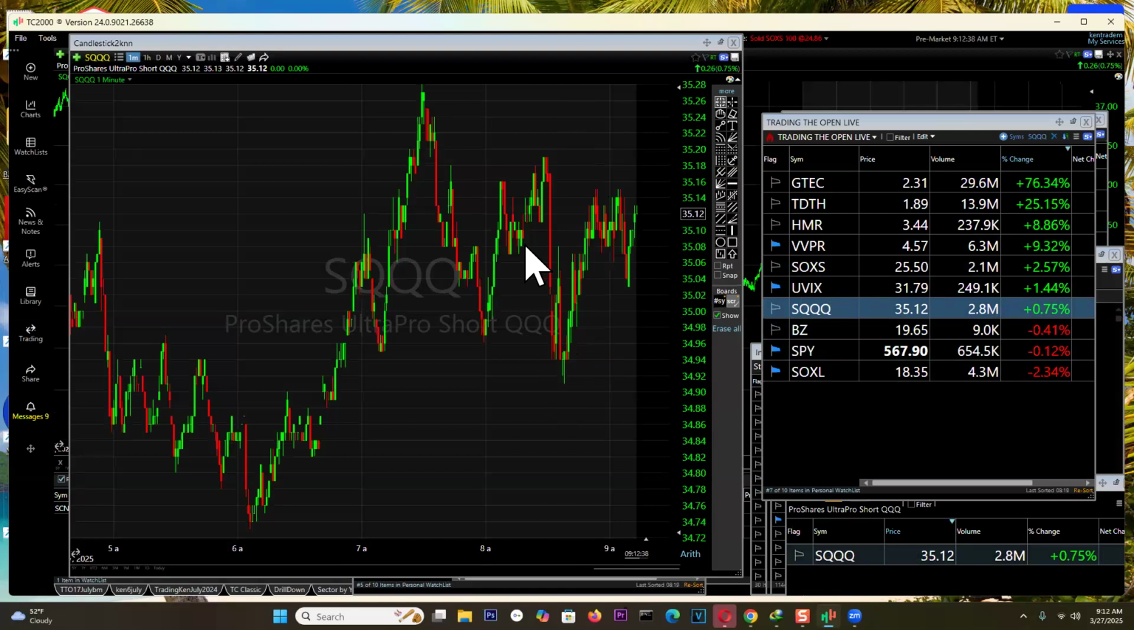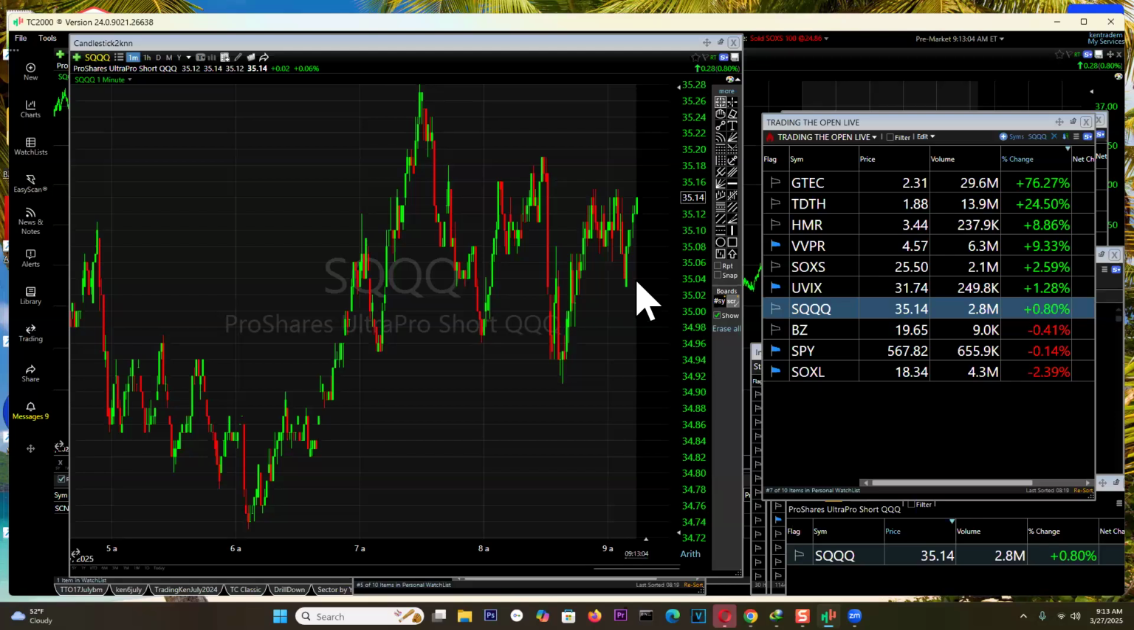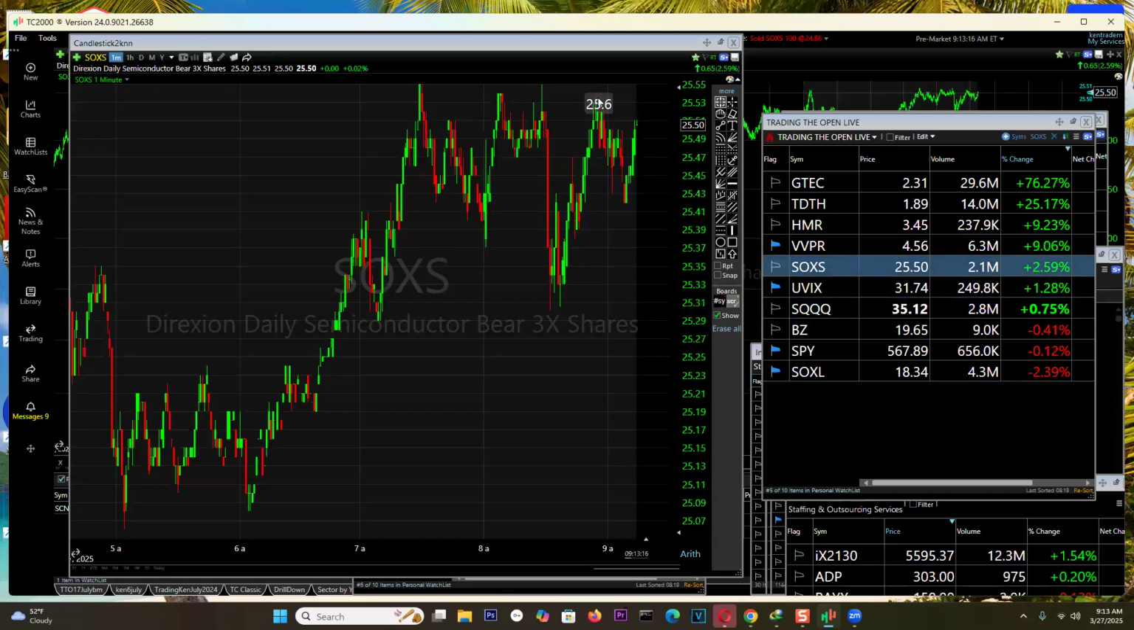SOXS looks like a coiled spring here, ready to explode to the upside. It's like it's trying to creep its way up, okay, in 35.20. SOXS the same thing. When I look for long, it's better though, there's 25.6.